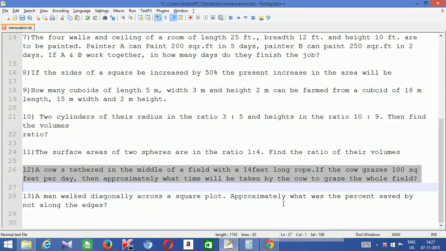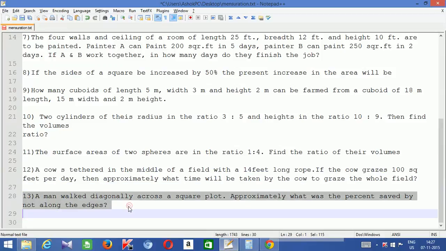The final question in this series of mensuration. A man walked diagonally across a square plot. So I have a square plot. Okay, so you know that. To reach one point from another point, he walked diagonally instead of walking along two sides. The question is, approximately what distance did the person save by not walking along the edges?